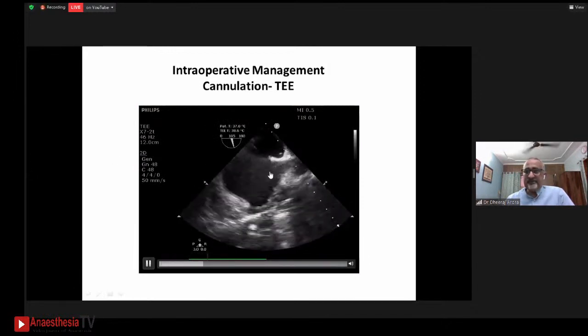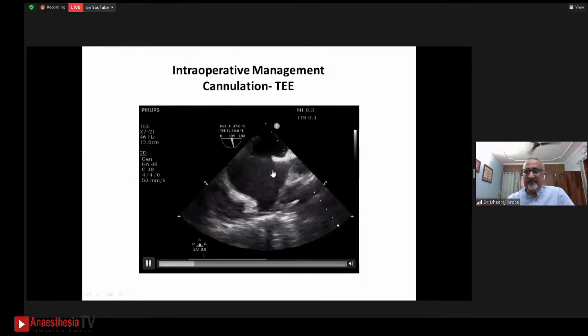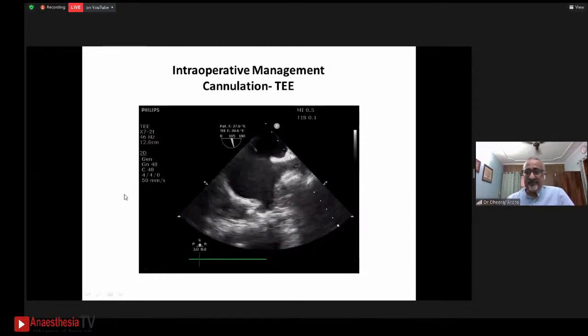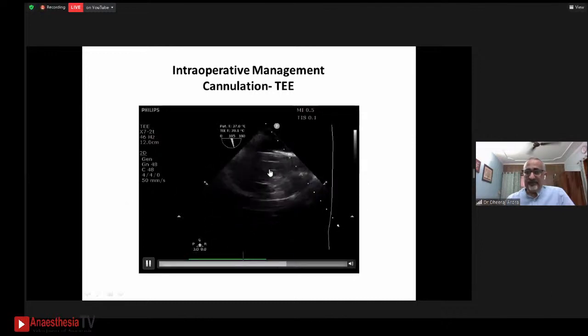At this time, the anesthesiologist's role comes. We have to check whether the wire is there in the right atrium or not. We have to confirm to the surgeon that the guide wire is there in the right atrium. Then we have to check the position of the cannula. You can see this is a drainage cannula. In this patient, we have used only a single cannula because the mitral valve is to be replaced.